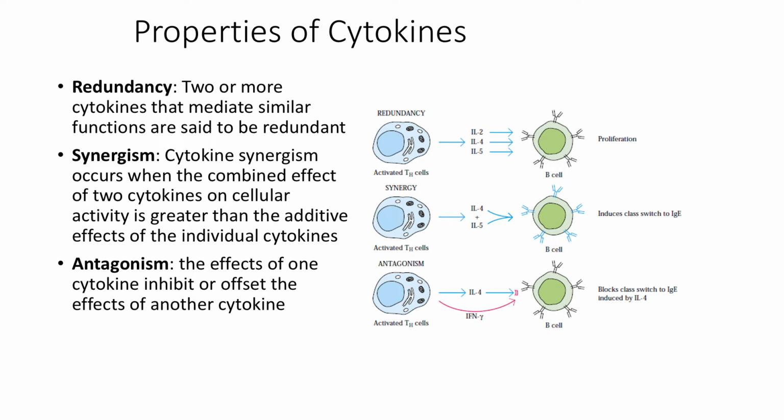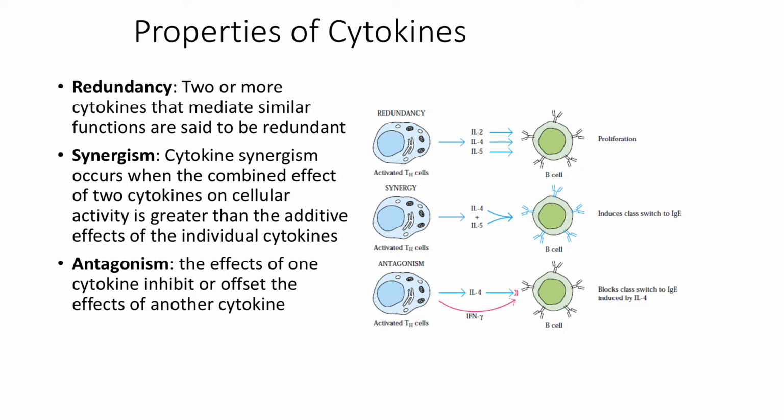So the effect of combining these two cytokines on the B cell is more than the individual effects of these two cytokines checked separately and then combined. So that is called synergism. Then antagonism. The effect of one cytokine inhibits the effect of other cytokines. All right, it's very clear here in the picture.